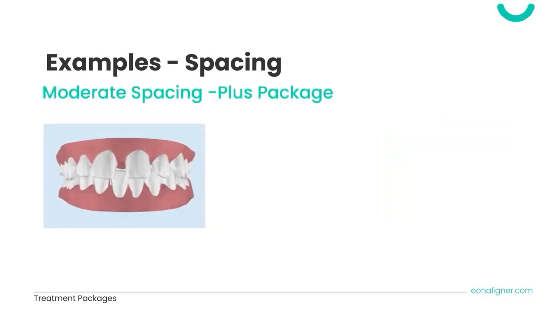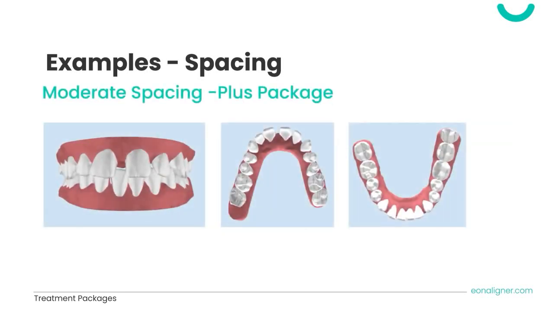This is a case of moderate spacing in upper and lower arches. The case can be treated with a plus package to accommodate the amount of retraction needed to close upper and lower spaces. Remember that retraction movements are done within the range of 0.2 mm per step. In addition, some other movements were combined, such as mesiodistal uprighting of the upper central incisor, all of which requires that the case be treated as plus.